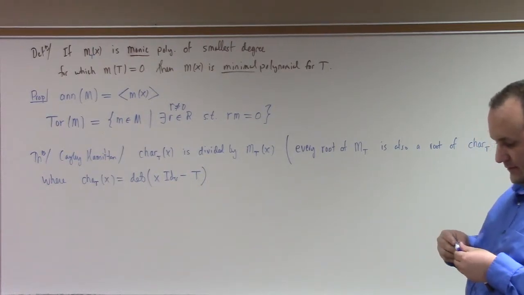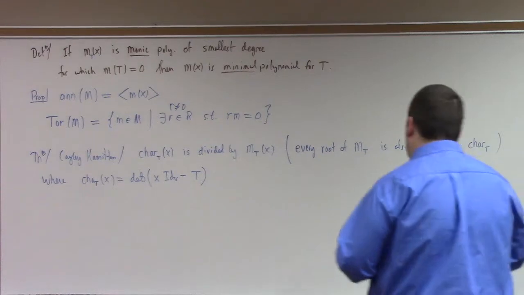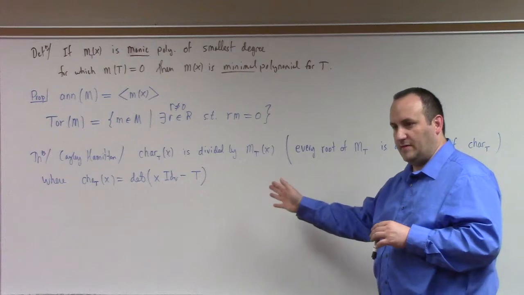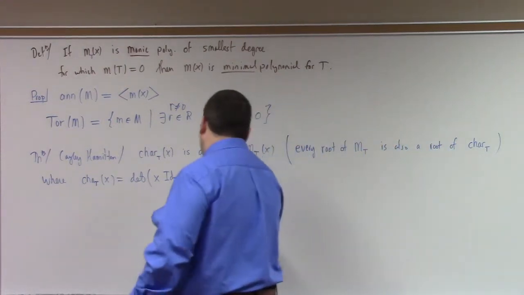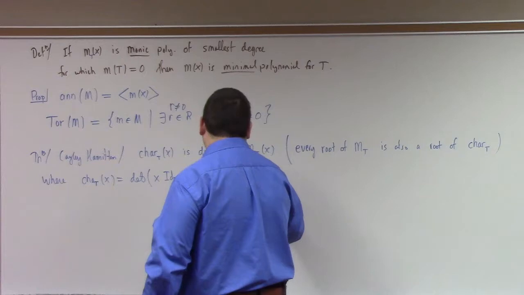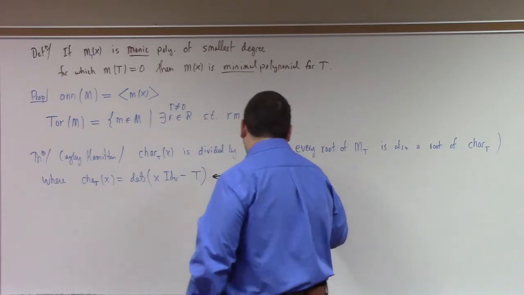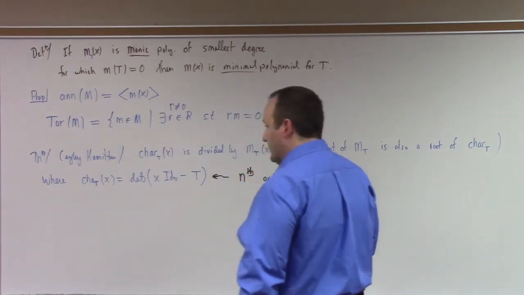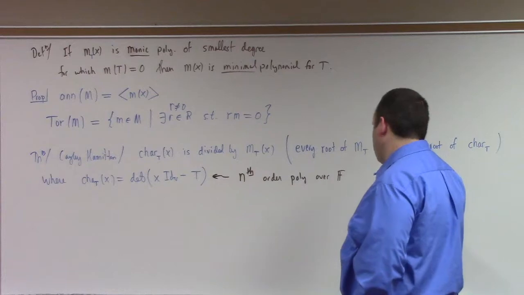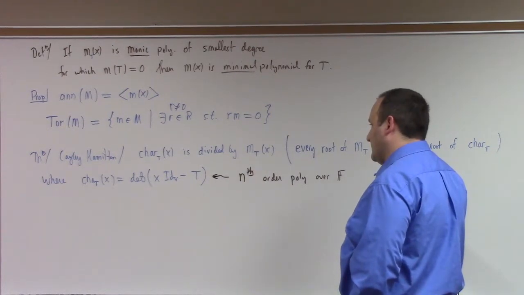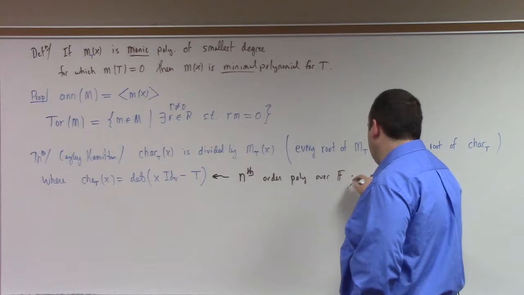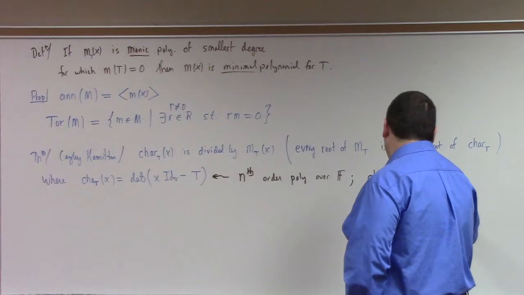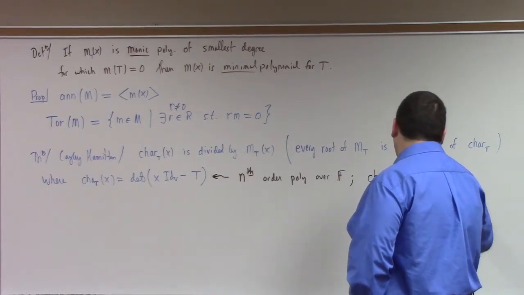All right. Let's stop and take stock of things here. What's the degree of this formula? This is an nth order polynomial over F. So in fact, we can be confident that the characteristic polynomial of T is the zero operator on V, right?